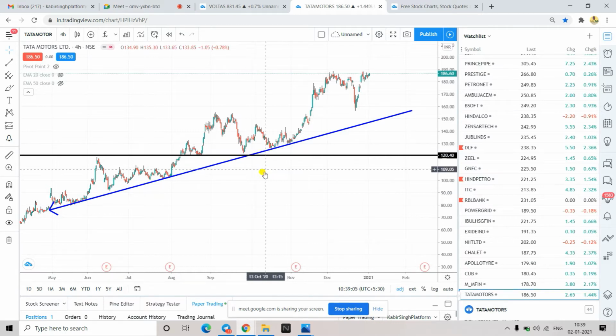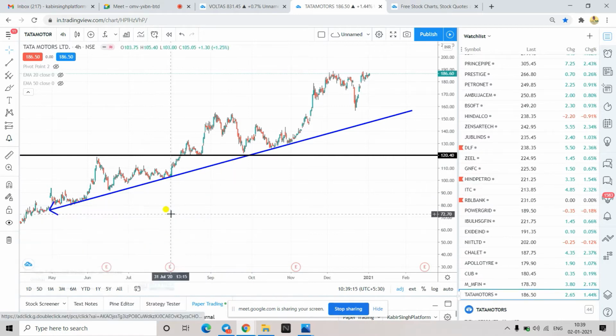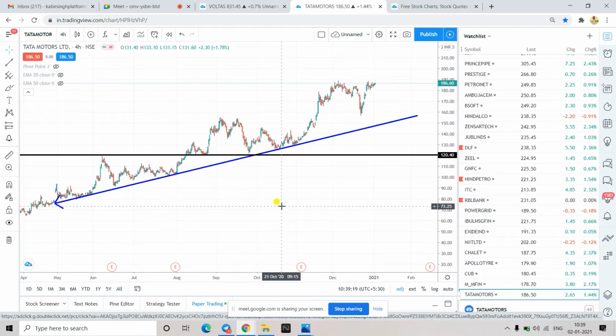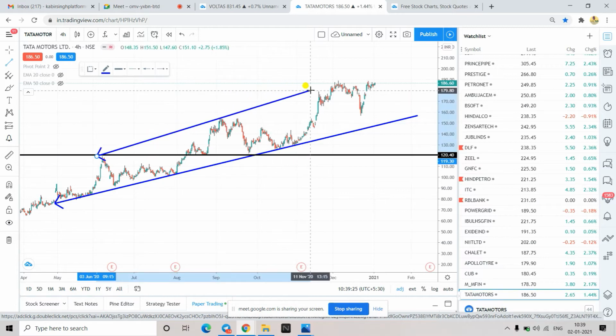Somebody is asking how targets are given, up to which point the price will go. To decide the target, there are two or three things you can understand. Basically targets are decided based on SNRs. If you have taken a trade at the support, then logically the immediate next resistance should be your target.